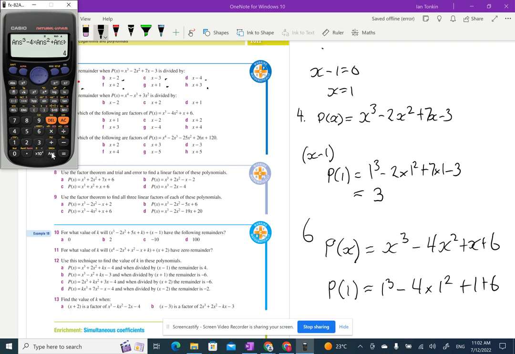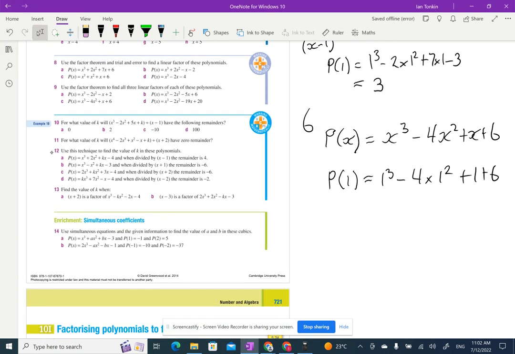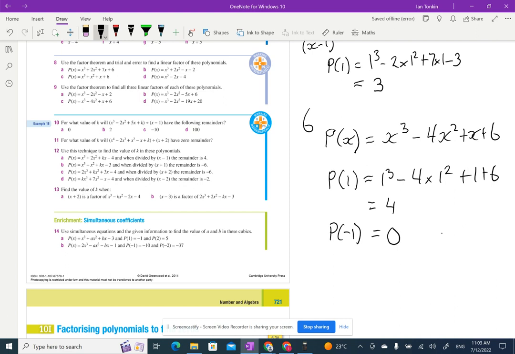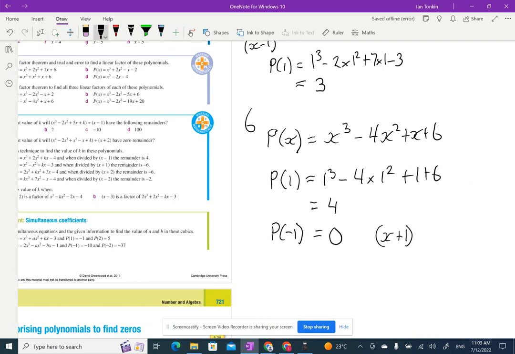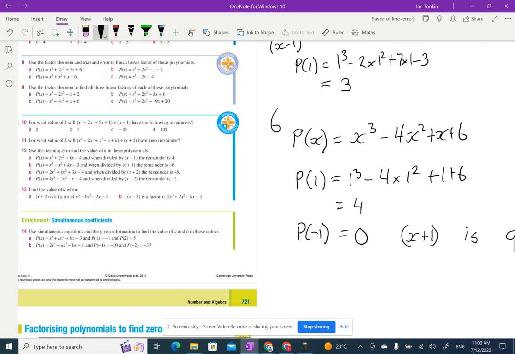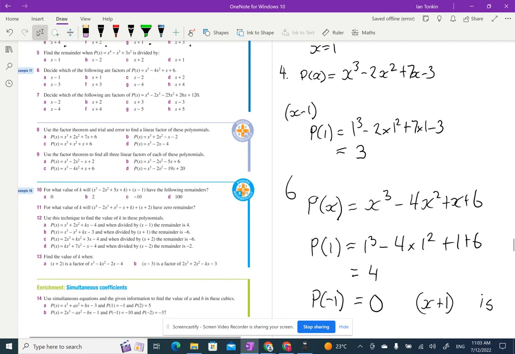The next one is going to be p of minus 1. So that equaled 4. P of minus 1. So I get my calculator back. And again, I just use the negative sign. Negative 1. That's my new answer. Go back. Look at that. P of negative 1 is 0. So x plus 1 is a factor. Which means if I did a division, I would get no remainder. This is really important. Let's go to the next one.